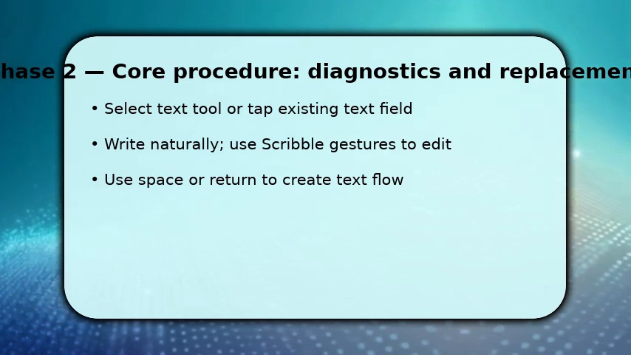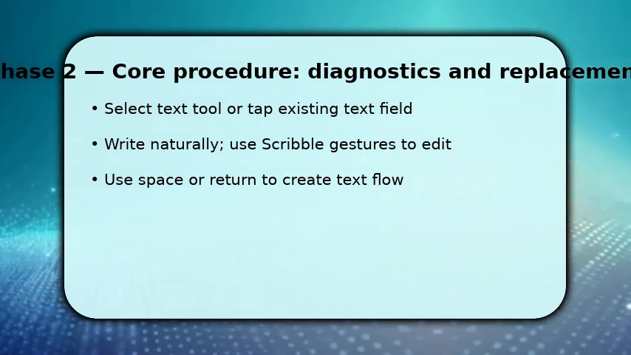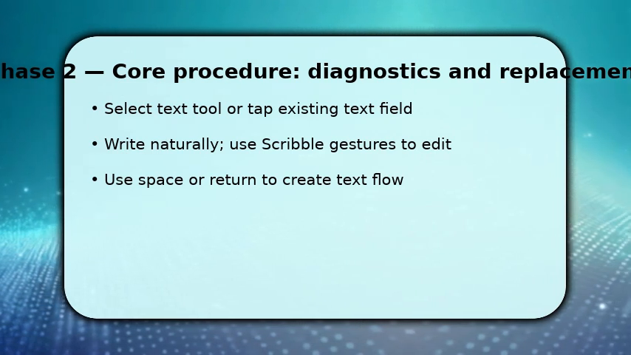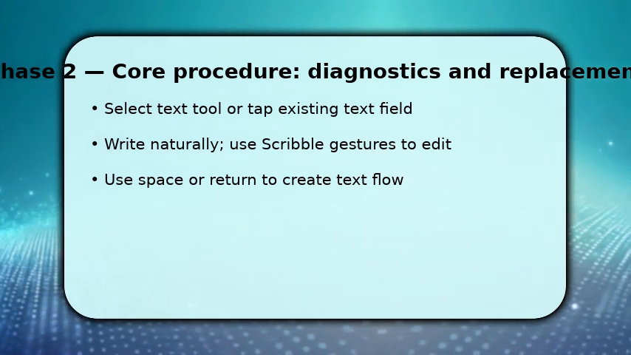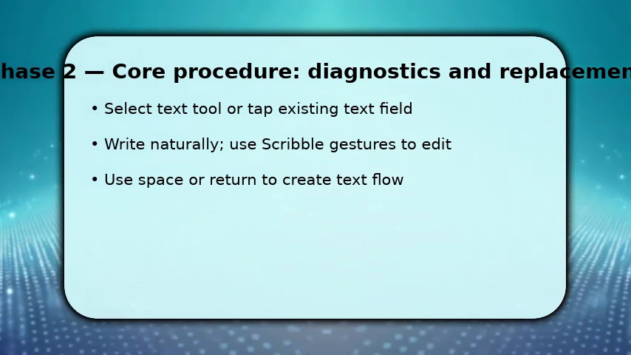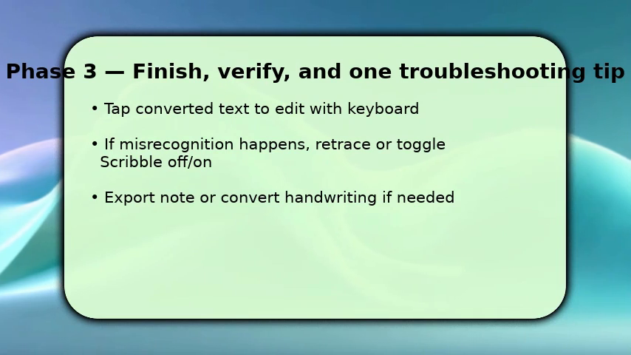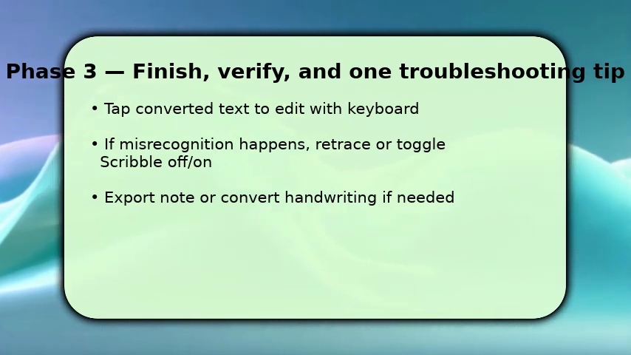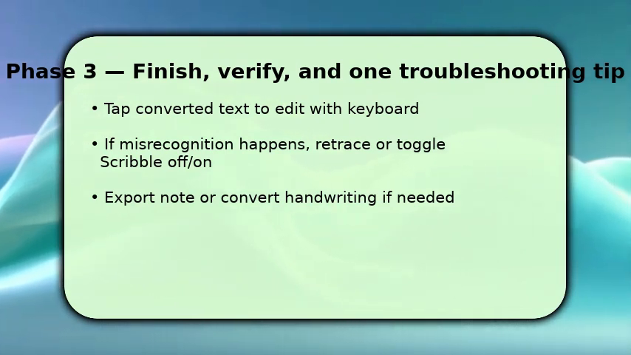If you need multiple lines, tap space or return in the field. This creates text flow. Because Notability uses iPad OS text handling, conversion is faster and keeps formatting consistent. Finish by reviewing converted text. Tap any word to edit with the keyboard or to revert to handwriting if you prefer.